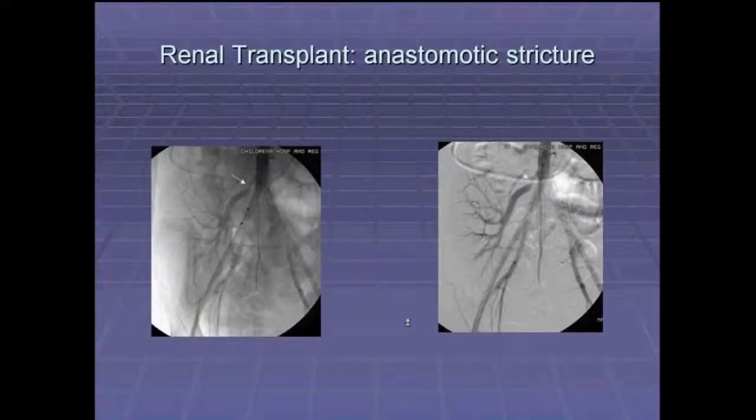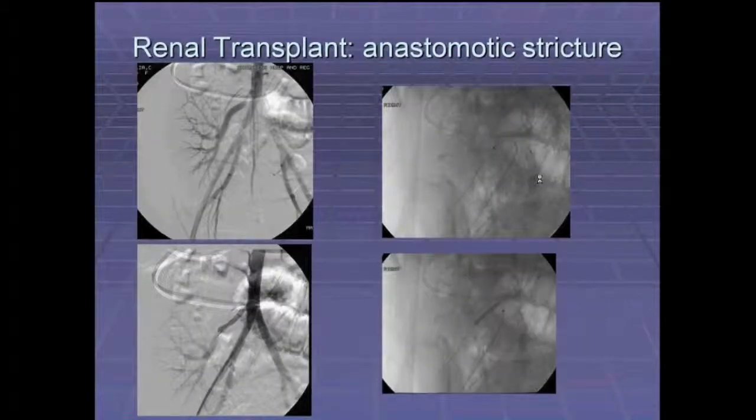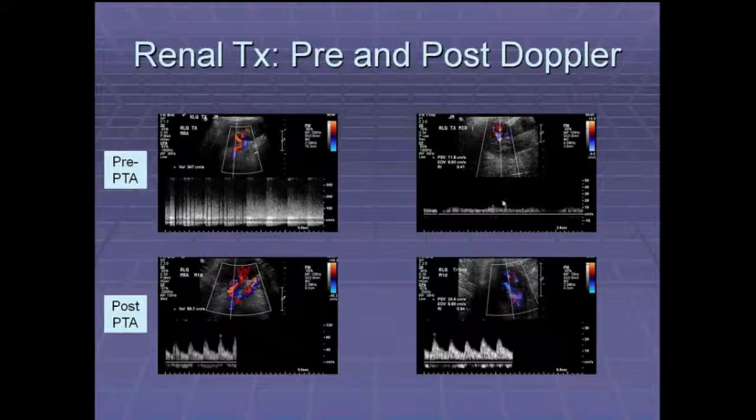Example of renal transplant with anastomotic stricture. Again, typically due to technical factors, high-grade stenosis, renal transplant with hypertension, angioplasty it relatively easily, wide open. We go well. So, renal transplant with pre and post Doppler. Pre-angioplasty, elevated velocities with a parvus tardus waveform and a decreased RI. Post-angioplasty, normalized velocity and normalized RI to 0.6 with a normalized waveform.